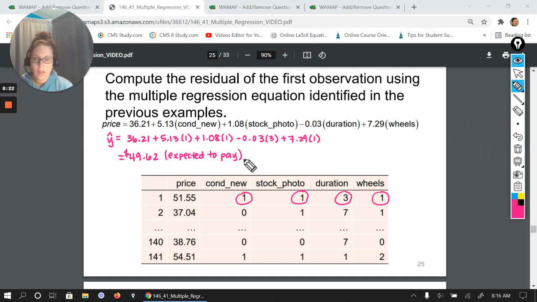Okay, and then if we want to compute the residual, what we do is we take the actual y value, or the actual price that was listed on that auction, then we subtract the predicted value. So we take 51.55, that was the actual price that was paid, minus the predicted value, which was 49.62, and we get a residual of 1.93.